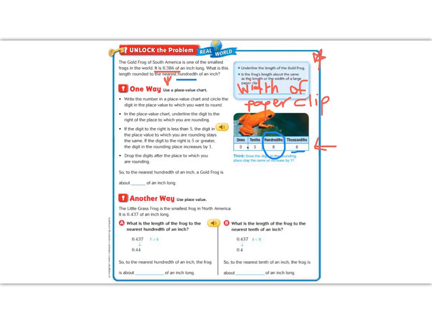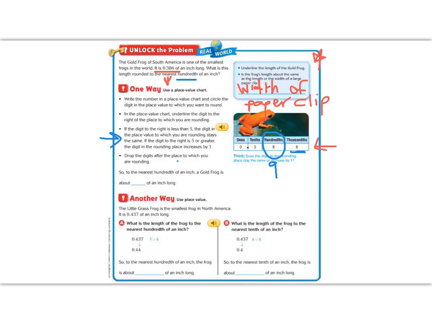So we look next door. If you remember from 5th grade, we circle the digit, we look next door. If the digit to the right is less than 5, then the digit in the place value stays the same. If the digit to the right is greater than 5, then the rounding place increases by 1. So we look next door and we see a 6. 6 is greater than 5. So that is going to make me round up. When we round up, this 8 is going to become a 9.